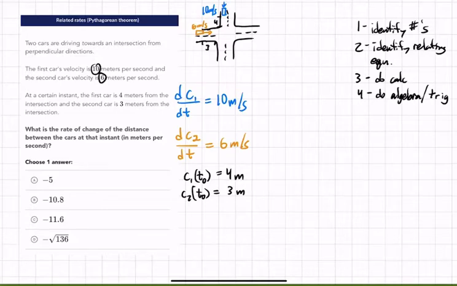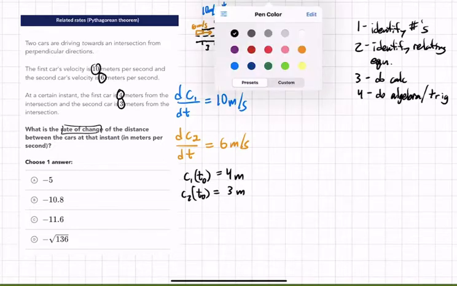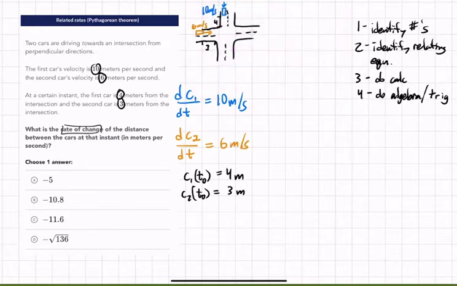What is the rate? We identified all the numbers that we see, and we have a cute little picture to help us understand it. Sweet. What is the rate of change of the distance between the cars at that instant, in meters per second? Now, the distance between the cars. I'm going to bust out a different color just because this is kind of weird right now. The distance between the cars would be this guy, the hypotenuse of this right triangle. So the distance is what we're looking for, actually the rate of change of that distance.